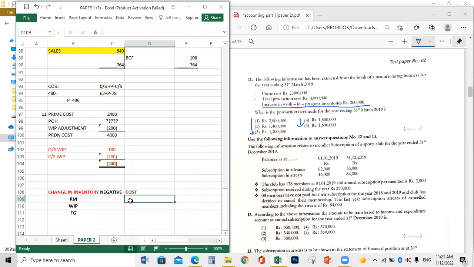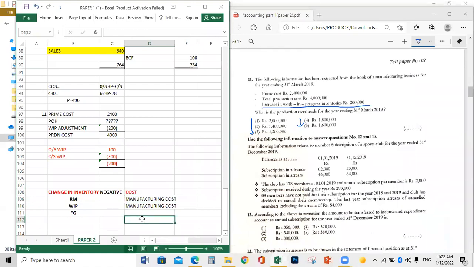I mean, yes, the prime cost, right? When your raw material increases, or we can say the manufacturing cost, you can either say the prime cost or the manufacturing cost will decrease. Negatively related, right? So it will decrease. Okay, what about work in progress? If work in progress is increasing, your manufacturing cost will decrease. So I'll just put manufacturing cost here also.